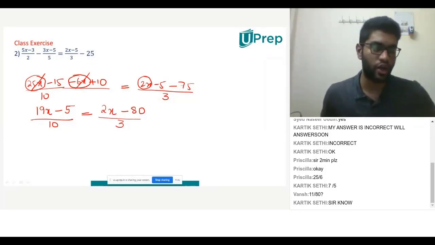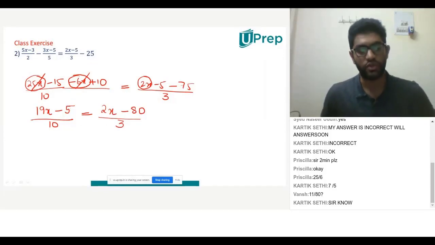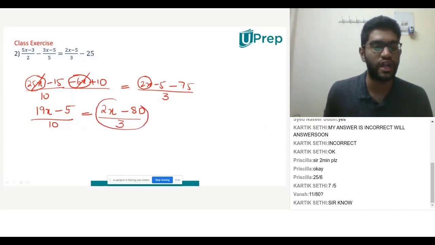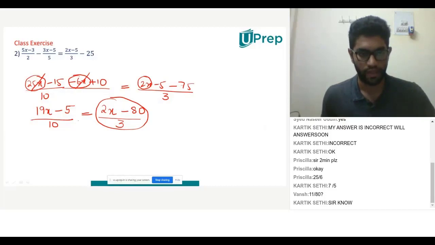Now, from here on, we might have two approaches. Some of you might have shifted this entire thing to the left hand side and might have equated it to 0.